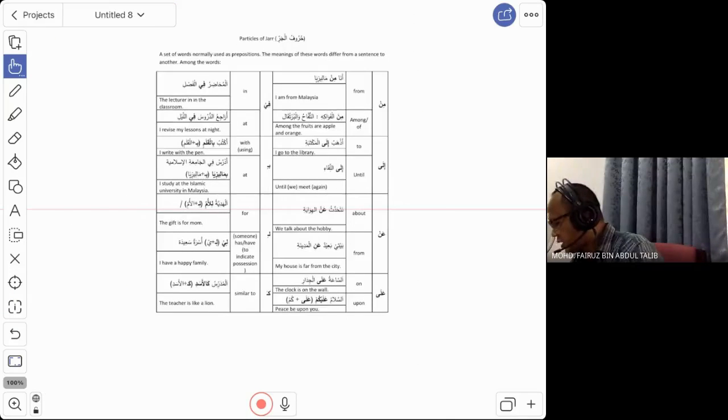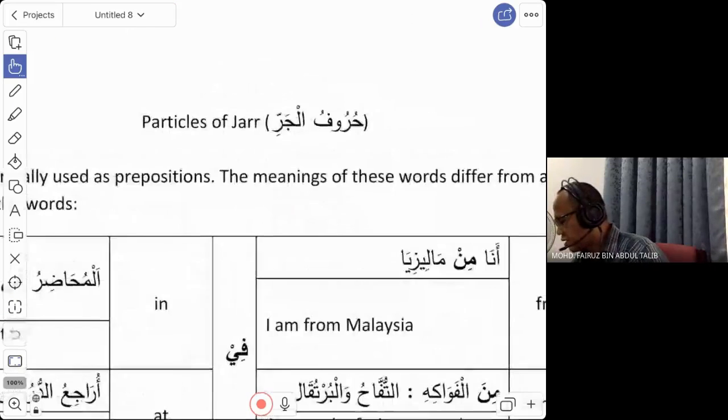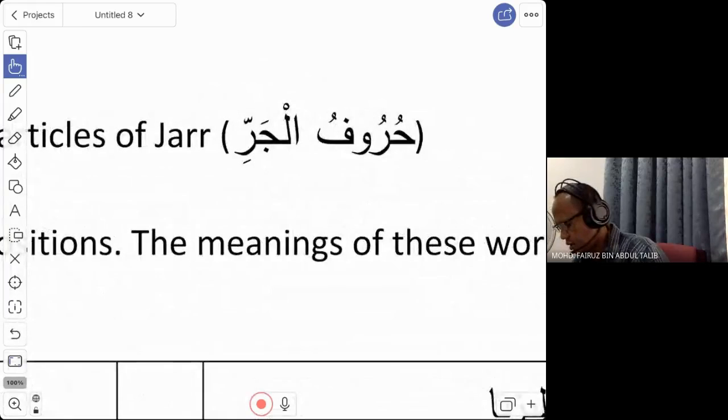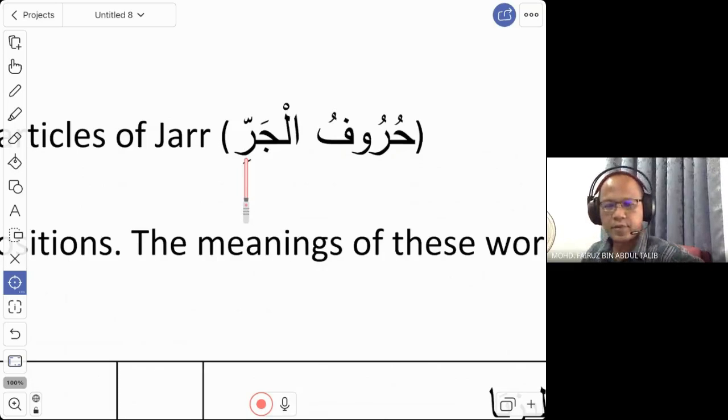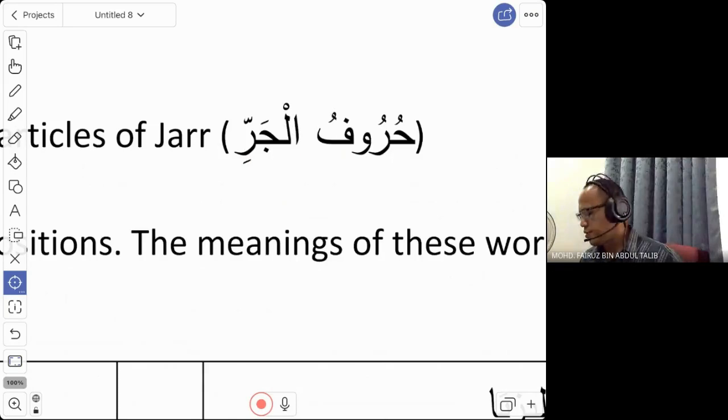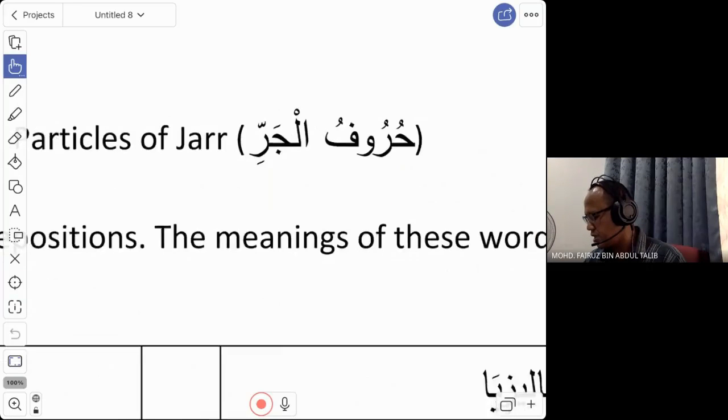Okay, this topic is called particle of jar, or in Arabic it is called, okay, you can read after me, Hurufu al-Jarr. We join the two words, we say Huruful Jarr. Okay, so huruf, this is translated in English, they call it particles.